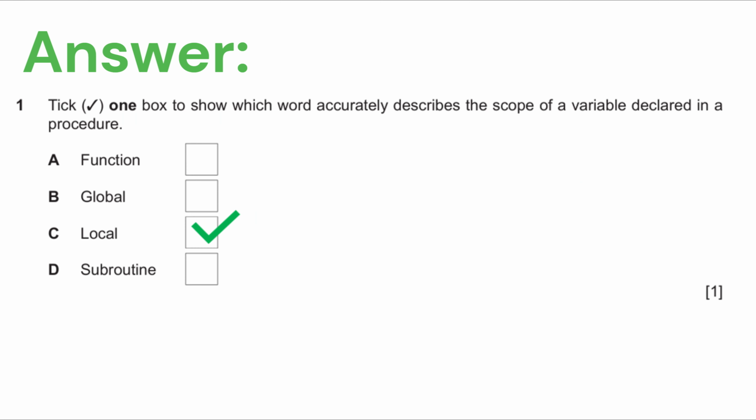Great! Now we have a clear understanding of the scope of variables and can conclude the answer that the scope of a variable declared in a procedure is the local scope, so our answer is option C.